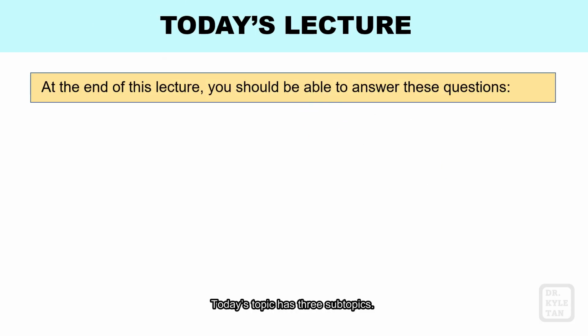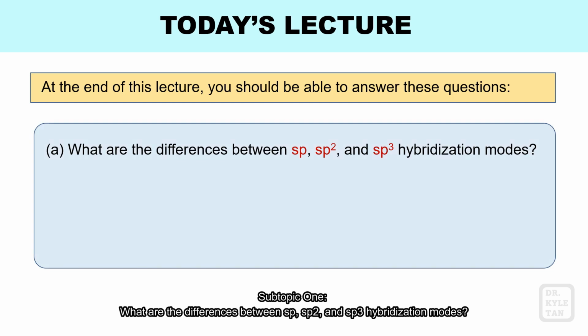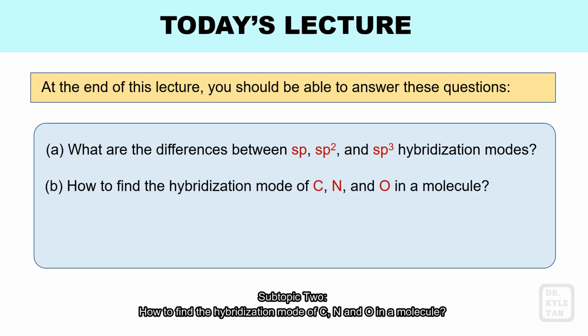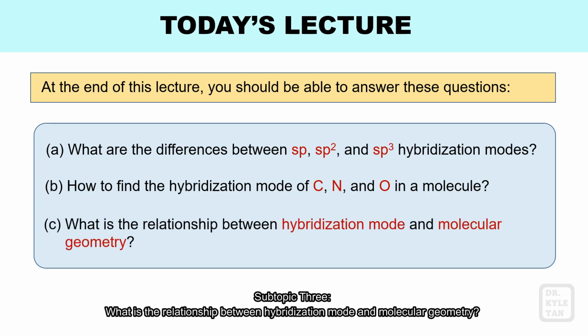Today's topic has 3 subtopics. Subtopic 1. What are the differences between sp, sp2 and sp3 hybridization modes? Subtopic 2. How to find the hybridization mode of C, N, and O in a molecule. Subtopic 3. What is the relationship between hybridization mode and molecular geometry?